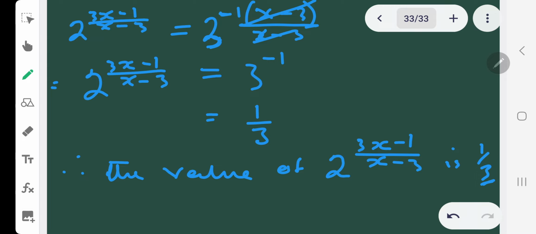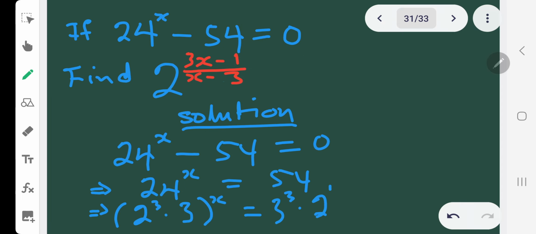So let us quickly revisit the question and see how the explanation goes. The question says, if 24 raised to the power x minus 54 is equal to 0, then find the value of 2 raised to the power 3x minus 1 all over x minus 3. I wrote 24 raised to the power x minus 54 is equal to 0. Then I said we have to look for prime factors of these numbers, 24 and 54, because we have 2 here, we have 3 here, and then 3 here. So we have to put them into prime factors.